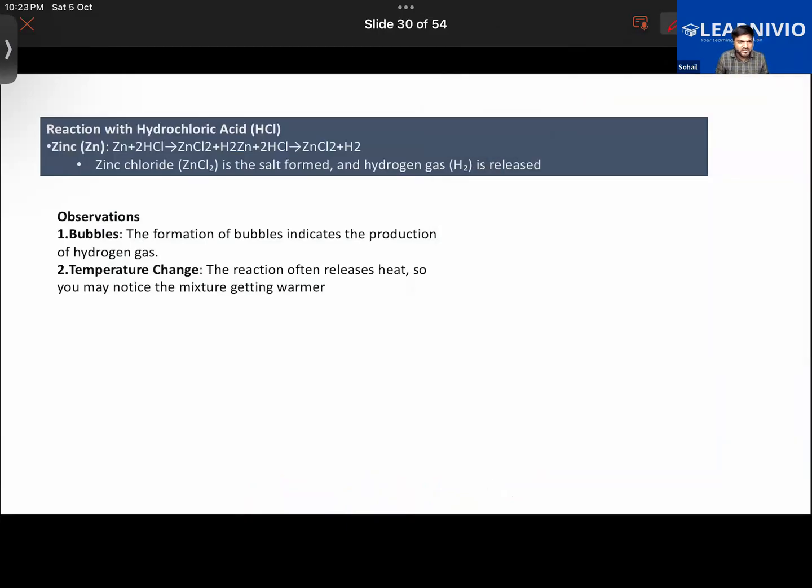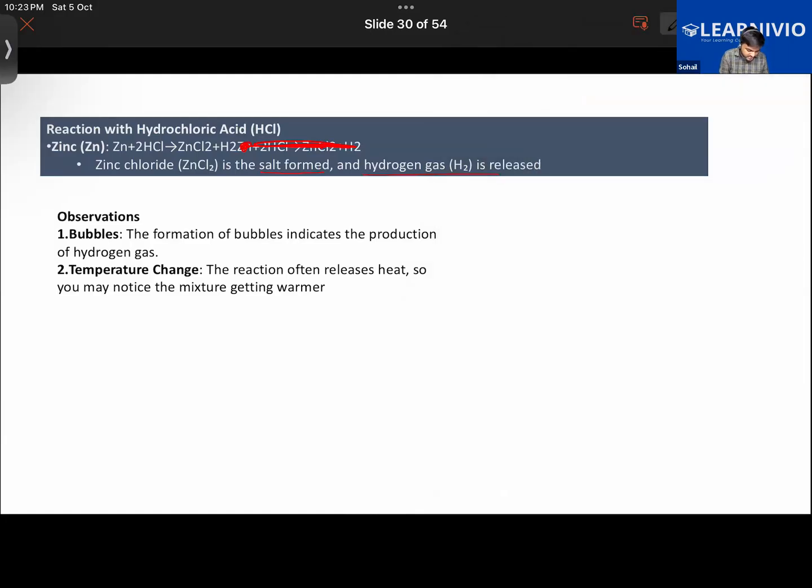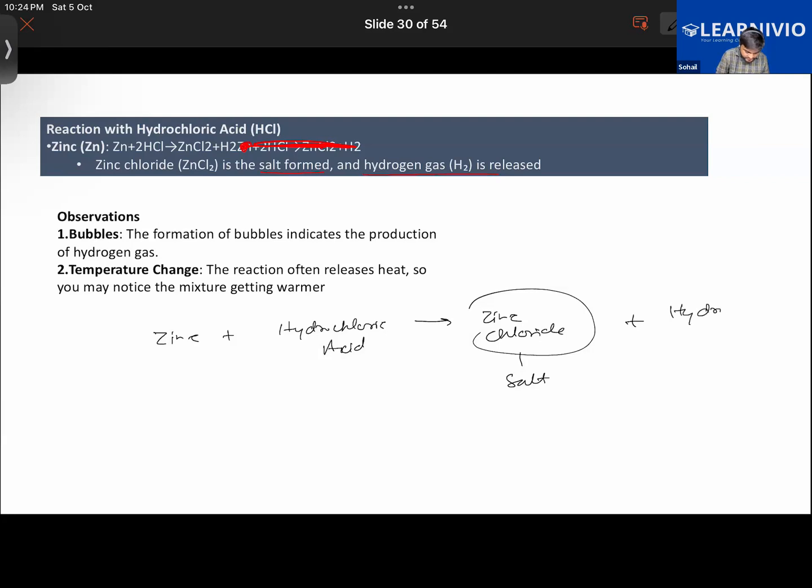So we have one more example, the example of zinc, which is going to react with acid to give zinc chloride and hydrogen gas. Zinc chloride is the salt formed here, and hydrogen gas is the gas that is being released. Zinc reacts with hydrochloric acid, and as a result zinc chloride is formed. And what is zinc chloride? It is a salt that is being formed. Apart from this, hydrogen gas is released.